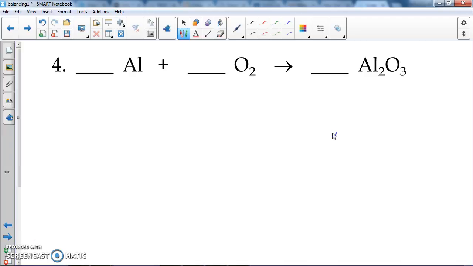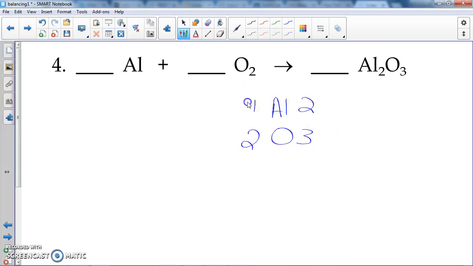All right, this next one, I do not see any polyatomics, number 4. So I will list aluminum and oxygen. I would do oxygen last because that's usually the best way. On the left, I have 1 aluminum and 2 oxygens. On the right, I have 2 aluminums and 3 oxygens.